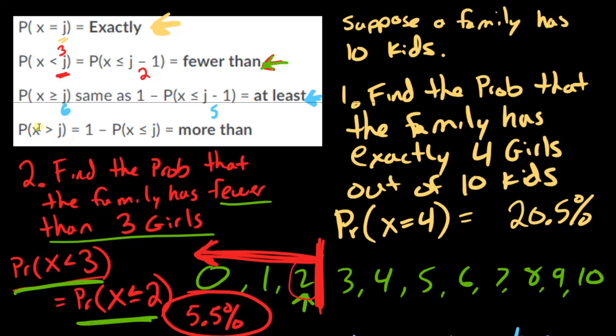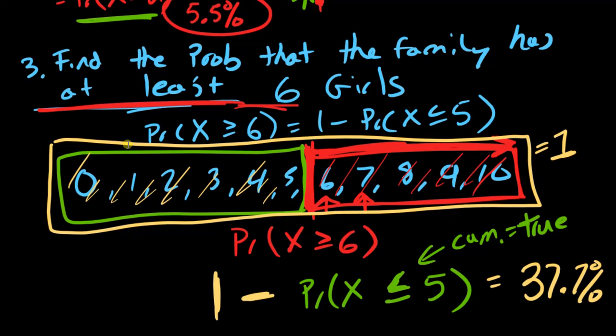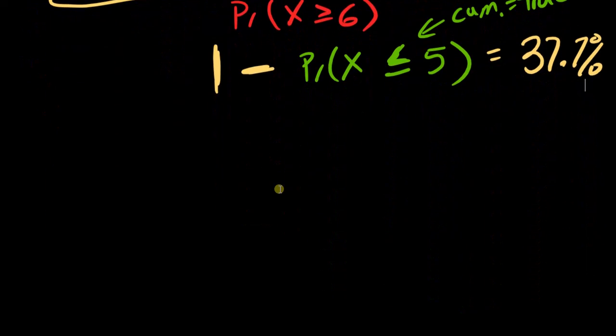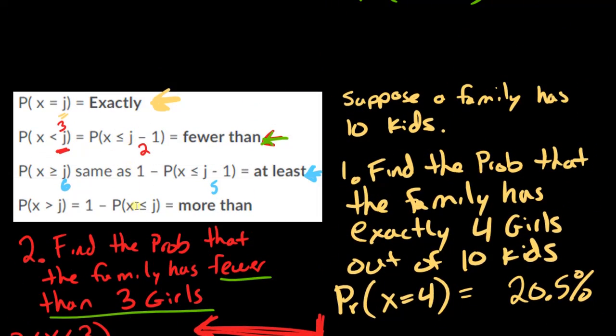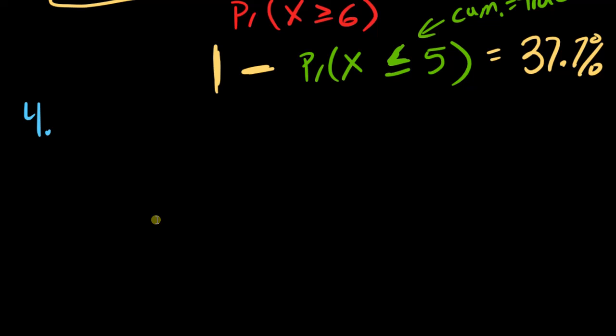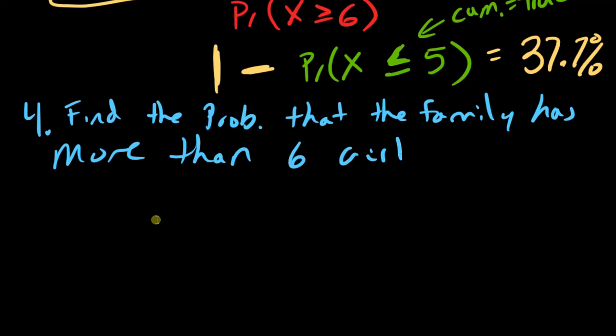All right, let's do this last one here, more than. Okay, so actually let me keep it 6. So instead of saying at least 6 girls, for this last one, this is the 4th one. 1, 2, 3, 4. Yep. Let's say find the probability that the family has more than 6 girls.